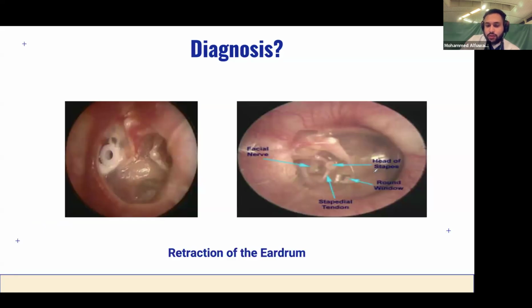Now, what is this over here? It's retraction of the eardrum. Basically, the only ossicle you can see is the malleus. Here you can see the head of the stapes. You can see the stapedial tendon, the round window. There's going to be also a bulge of the cochlea, which is over here, and you can see a tympanostomy tube. This is retraction of the eardrum.